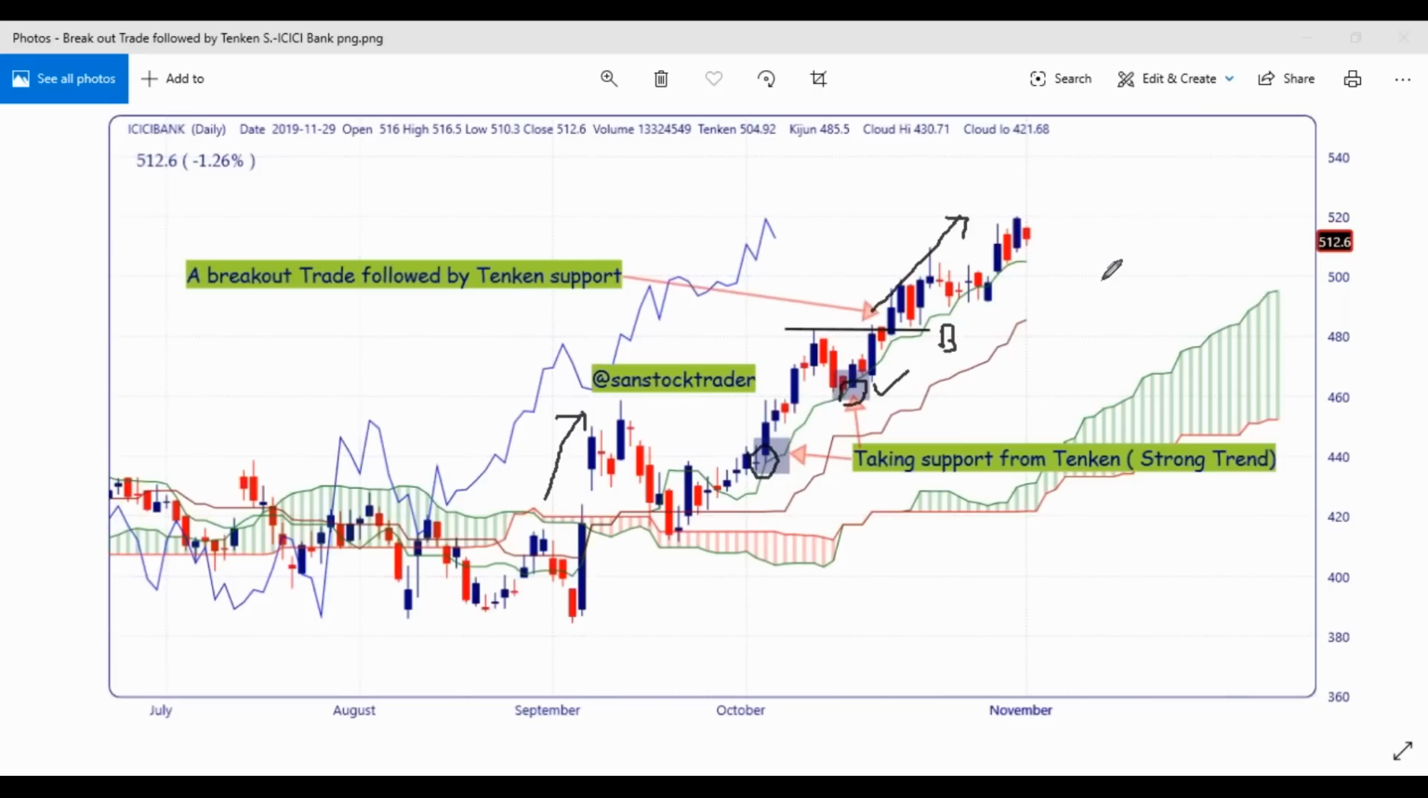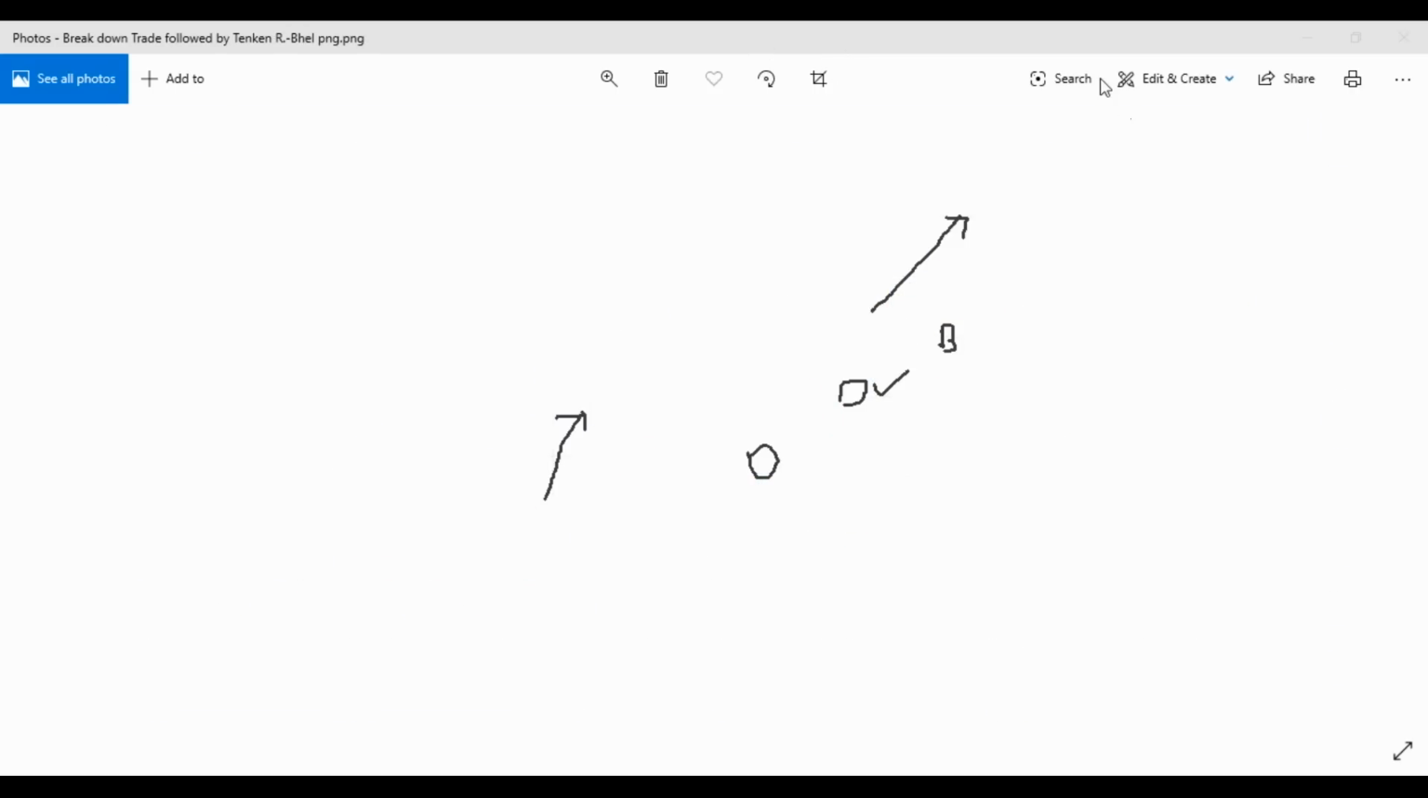And see, ICICI Bank is a large cap stock. If a large cap stock can give us such a swift move, then you can understand how this strategy will work on mid cap and small cap. I hope this strategy is clear to everyone. You can keep your questions ready on this strategy. After the webinar is over, we will take all the questions one by one. Is that clear? Now let's move to the second part of this strategy.